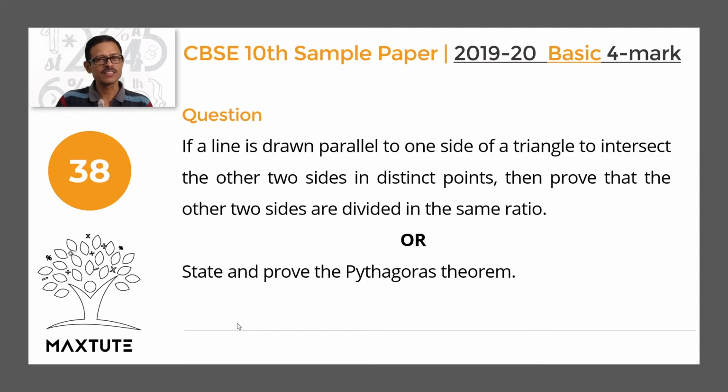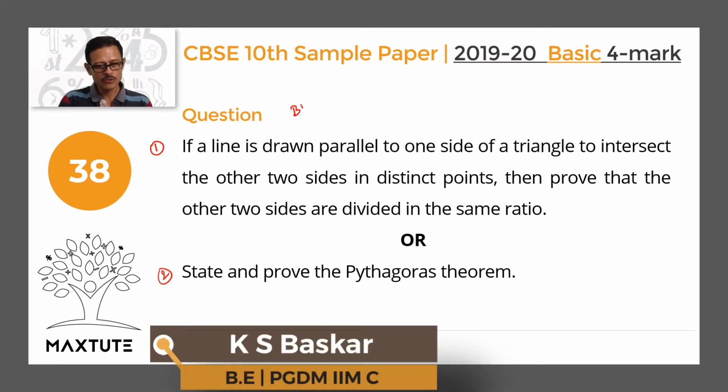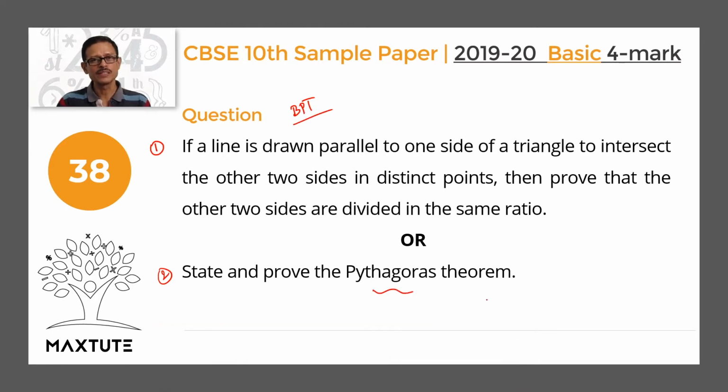Solution to a 4-mark question that has two alternatives from the chapter Triangles. Both these alternatives are essentially proofs, right? Therefore, very textbook questions. The first one is the proof of the basic proportionality theorem. We'll prove that in this video. The second one is: state and prove the Pythagoras theorem. The Pythagoras theorem has been tested quite a number of times in the board examinations in the past.